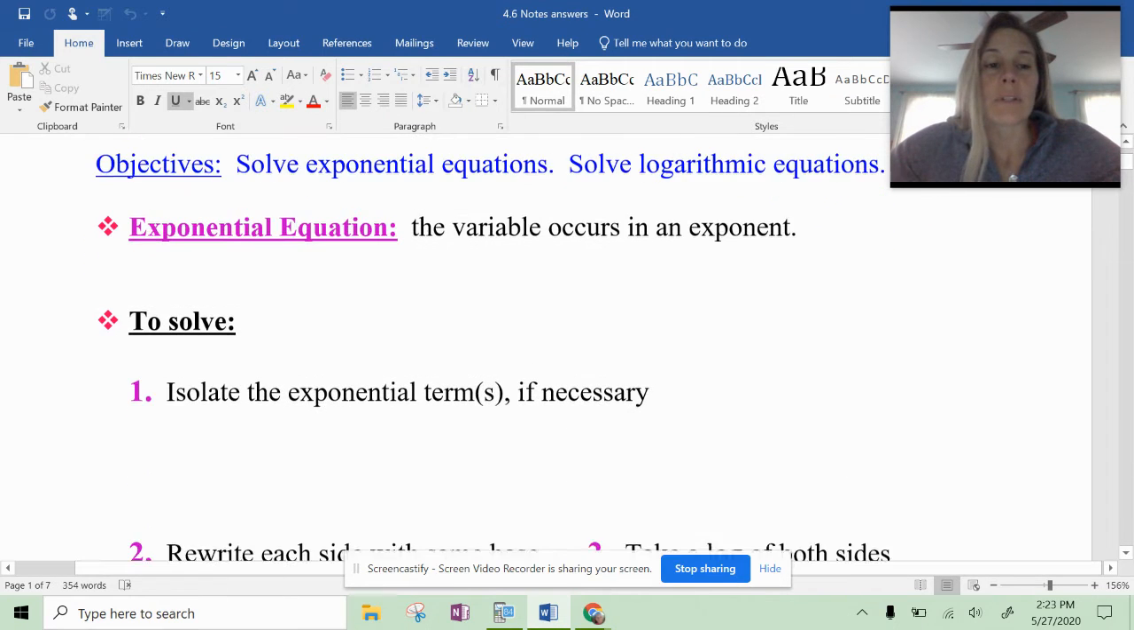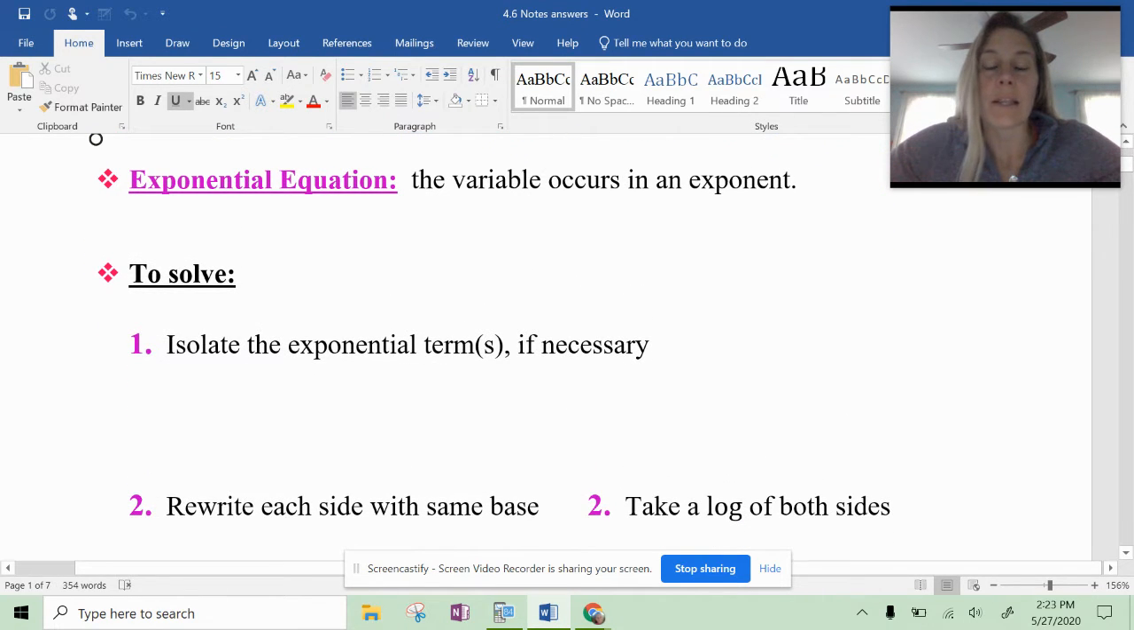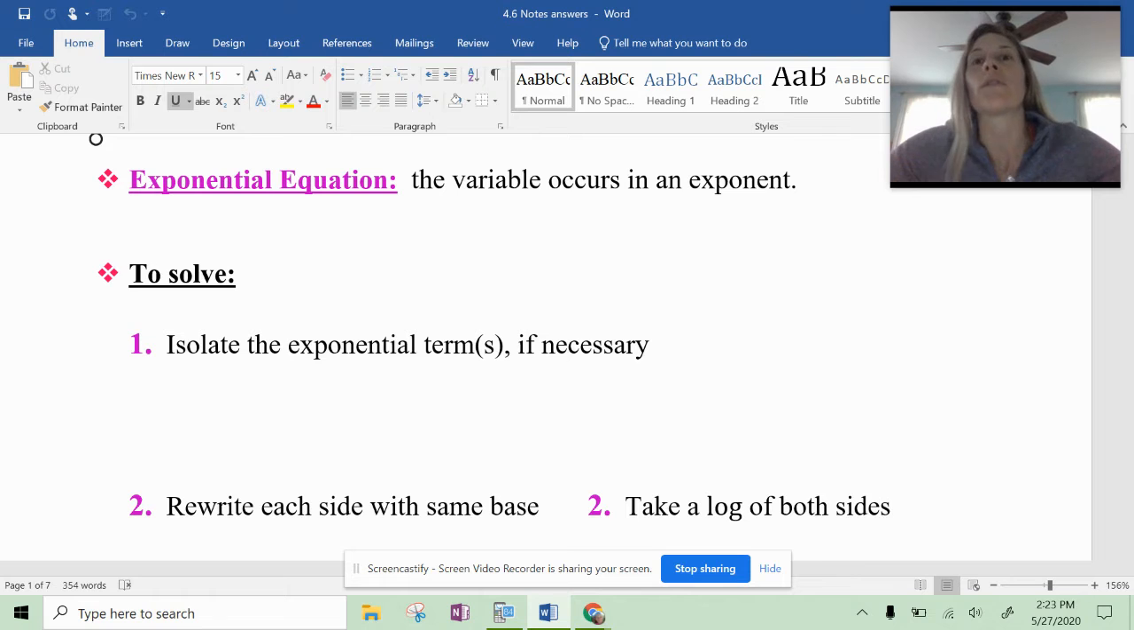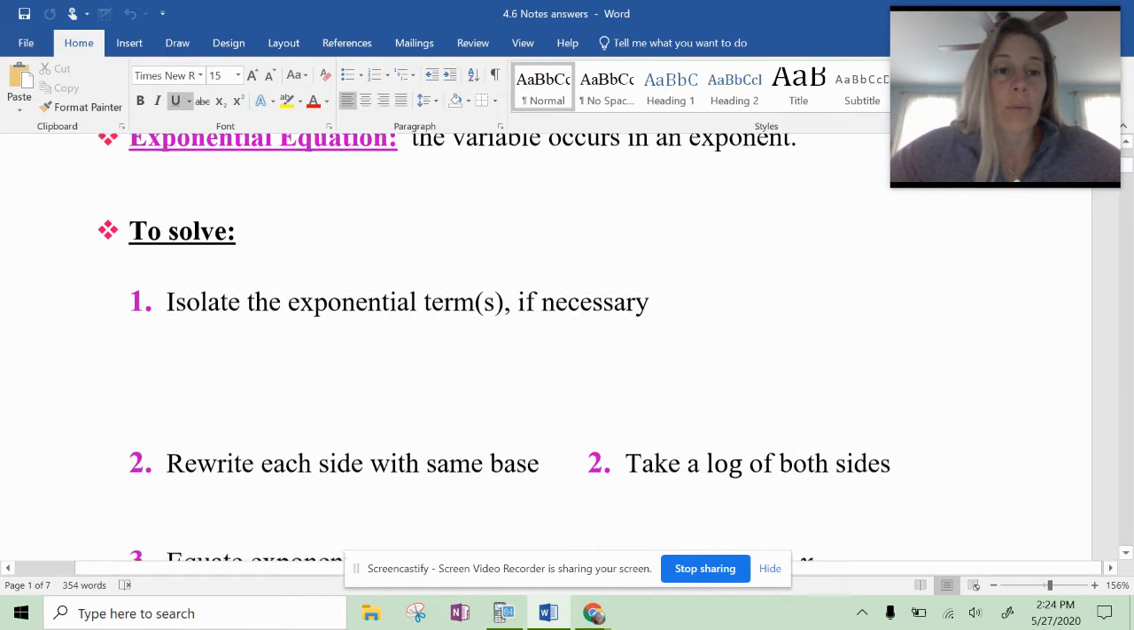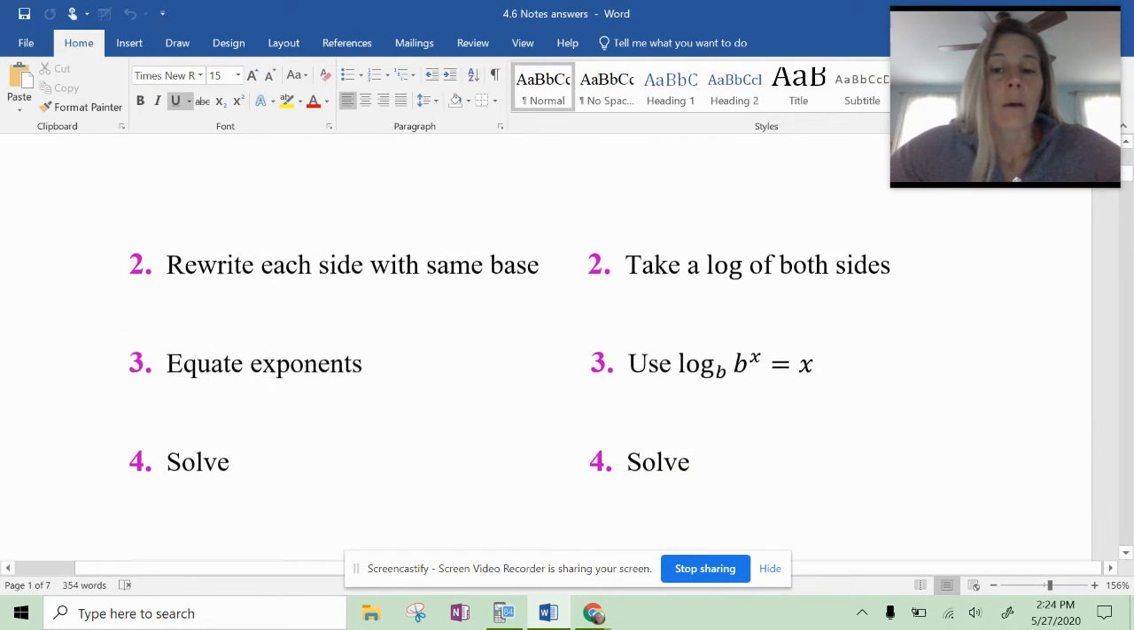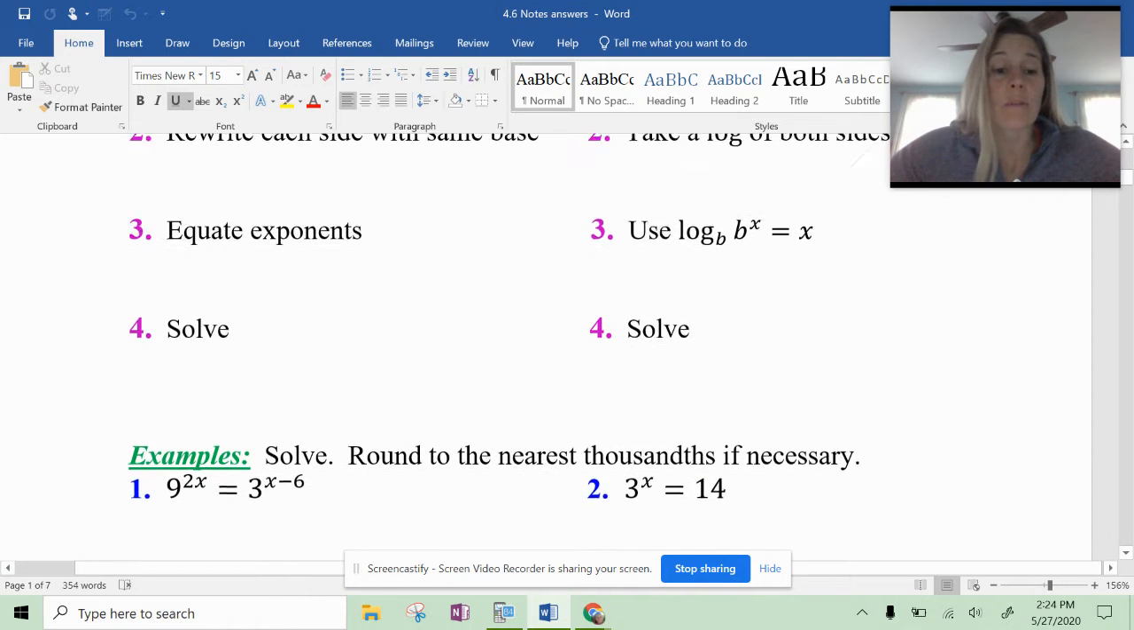And the general steps to solving one of those is to isolate the exponential term if necessary. Then you want to rewrite each side with the same base. So when we first started solving the logarithms without a calculator in that first part of section 4.4, we were just trying to get the bases the same on each side so that we could then cancel out those bases. That would be one option, or you can take the log of both sides. That's the other way we're going to do them. And then we're going to solve them.